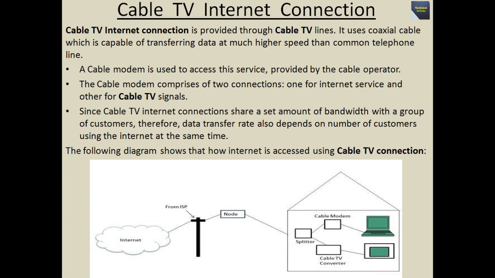A cable modem is used to access this service provided by the cable operator. The cable modem comprises two connections, one for internet service and the other for cable TV signals. Since cable TV internet connections share a set amount of bandwidth with a group of customers, the data transfer rate also depends on the number of customers using the internet at the same time. And the following diagram shows the cable TV connection through which internet is accessed, right?